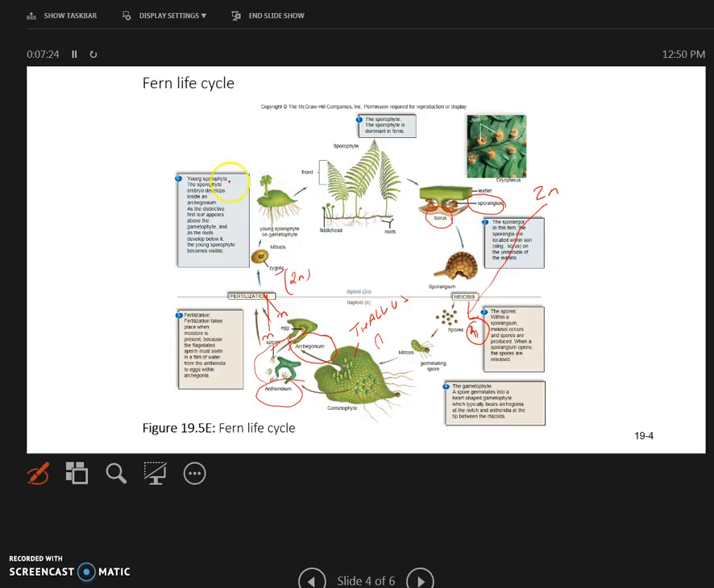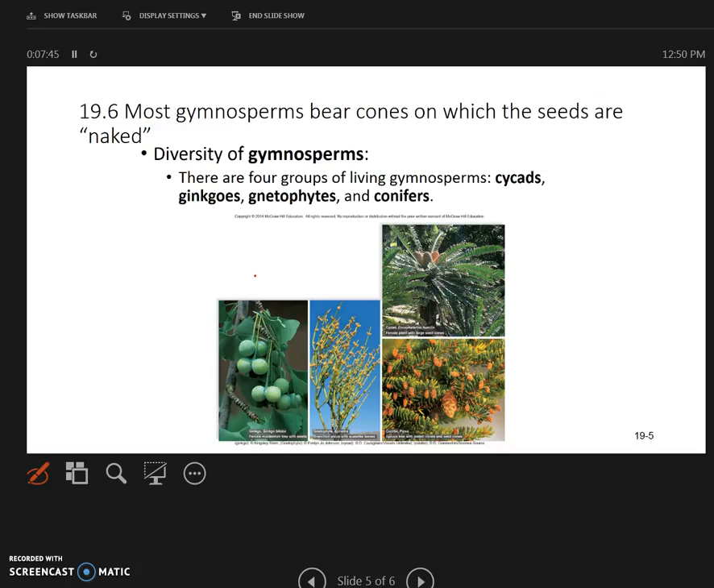As soon as you get the zygote, it is going to germinate and form the young sporophyte. And the young sporophyte is going to grow off the thallus, the gametophyte, absorbing nutrients as it grows, and finally it is going to become the sporophyte. This is the life cycle of the fern. The sporophyte is the dominant generation. All right, so now let's look at the next division, gymnosperm.